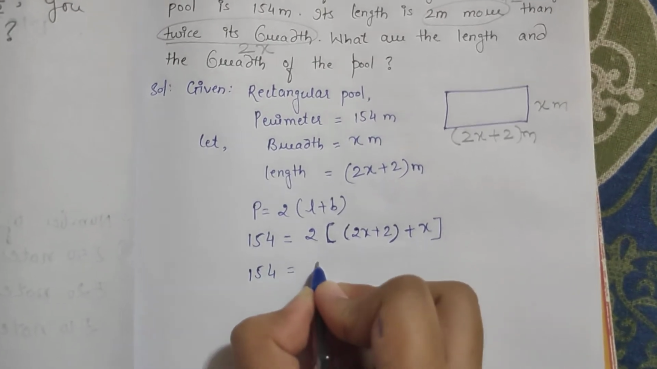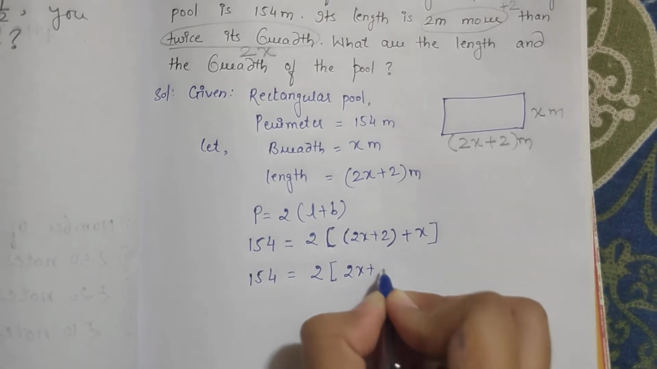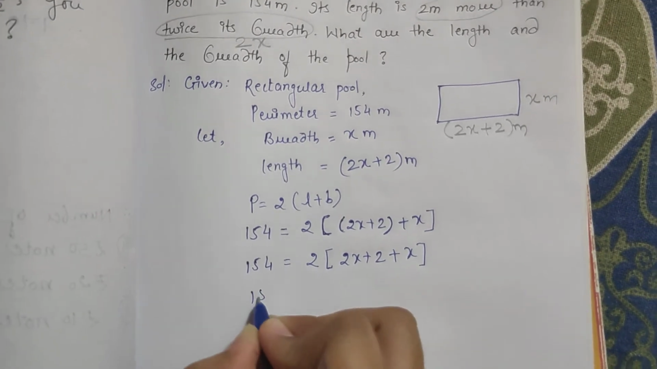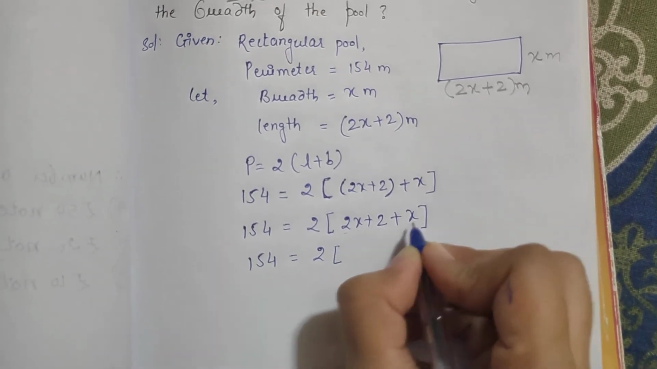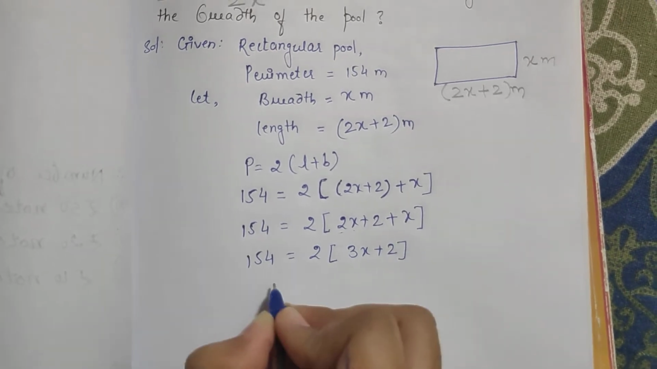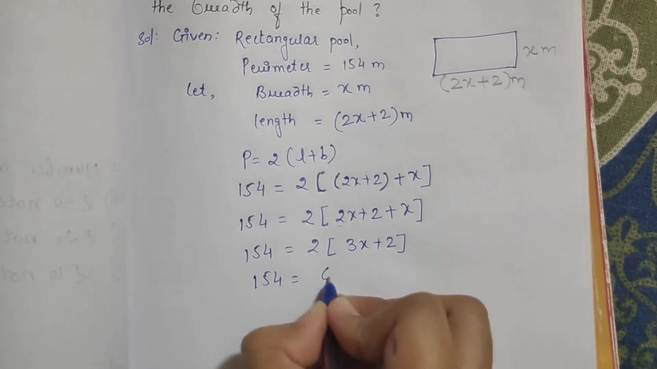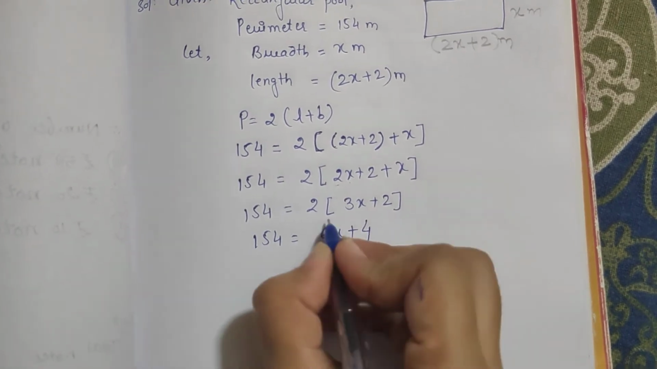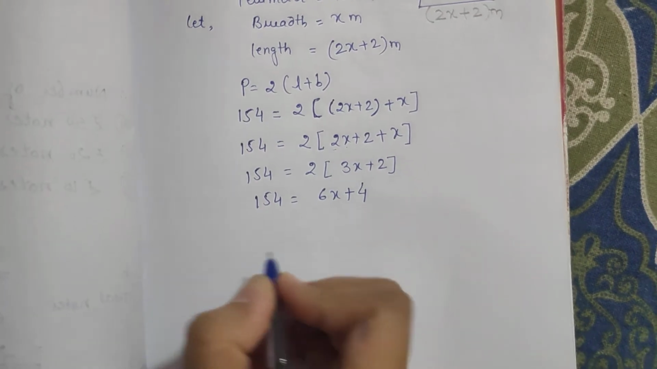So 154 is equal to 2 as it is. Let us first open this bracket. So we can write 2x plus 2, this plus and this x. So 154 is equal to 2 in bracket. These are like terms: 2x plus 1x will be 3x, plus this 2 as it is. Now let us open this bracket. So 154 is equal to 3 times 2 is 6x, this plus sign, and 2 times 2 is 4. So this is our equation which we will solve, and then we'll get the values of length and breadth.